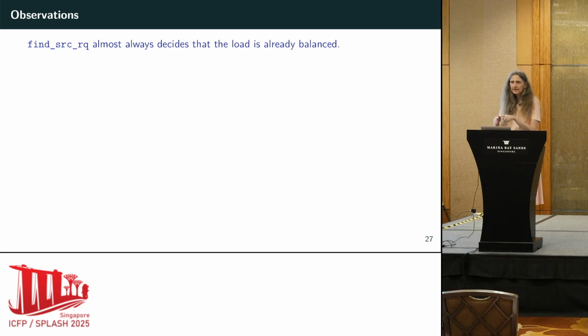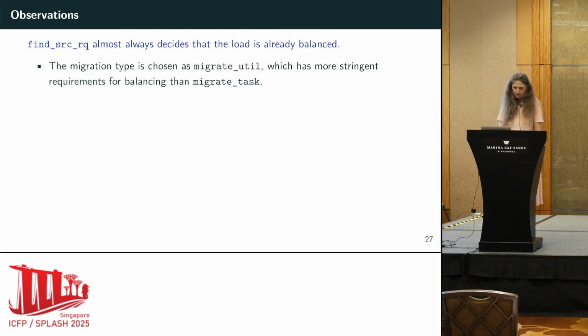So maybe it sees this extra task, but it decides it's not a good idea to move it around. There are some flags. One of them is called migrate util. One of them is called migrate task. They are associated with different strategies. Somehow it decides to pick migrate util, somehow it decides to pick migrate task. Migrate util is very conservative. The way we want to get our load balancing to happen, we'll need migrate task.